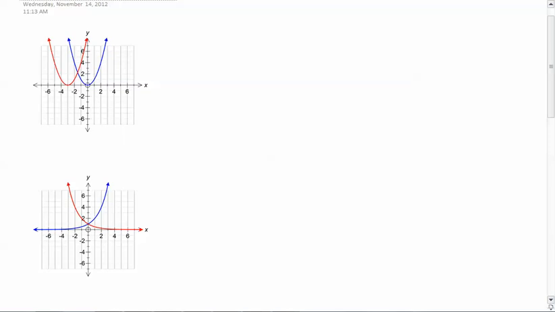The first important thing that we need to do is identify the parent function. What is this parent function? Well, the parent function is the blue one, obviously, right there, and that is a quadratic. So the parent is y equals x squared. Okay, so now let's look at the red graph. This is the one that's obviously been transformed in some way. Let's see if we can figure out what is happening to this graph.